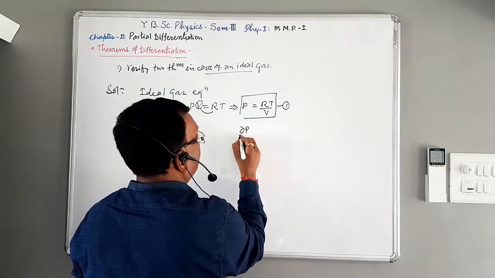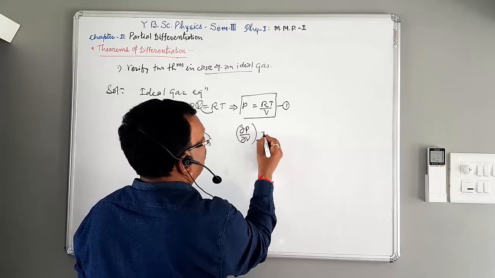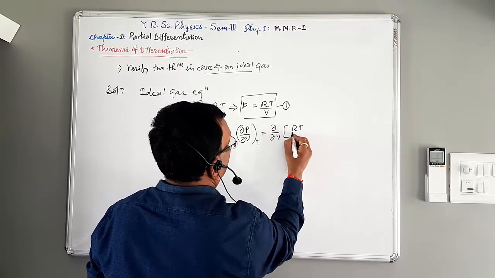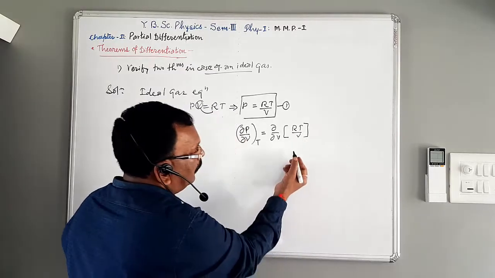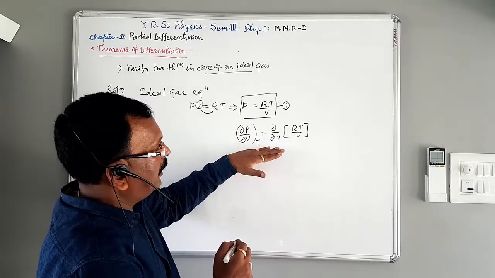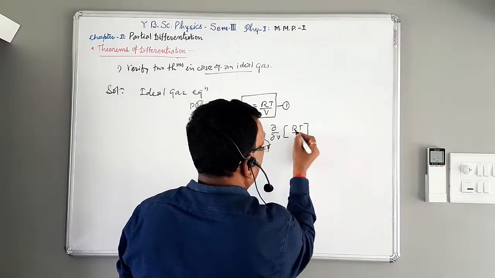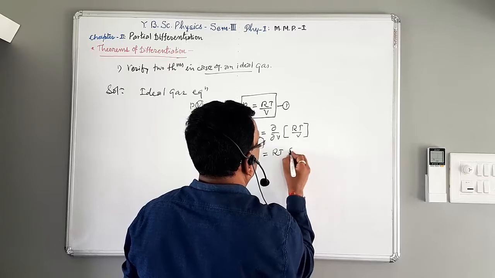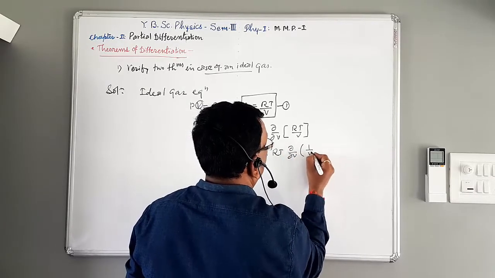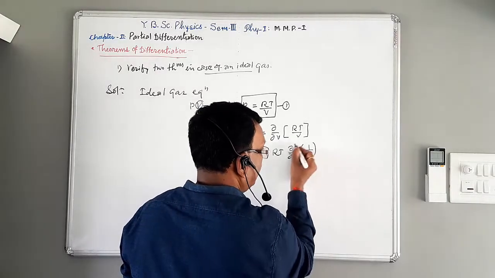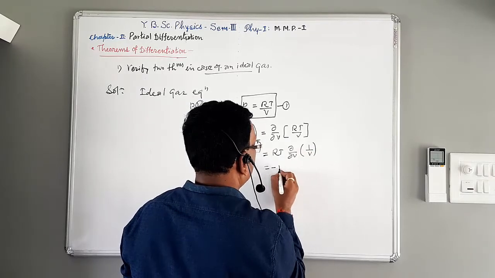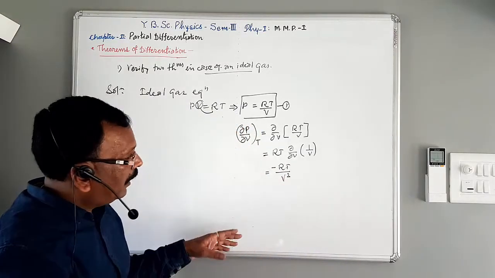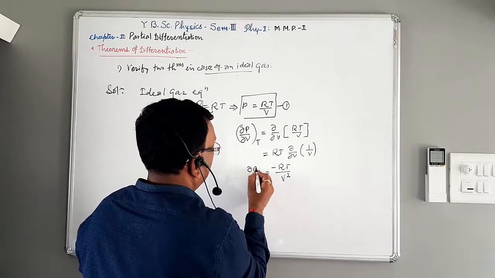We have ∂P/∂V at constant T, which is nothing but ∂/∂V, and substitute the value of P, that is RT upon V. Now we know that this differentiation is taken at constant temperature and R is also constant, therefore we can write RT outside, and only we have ∂/∂V of 1 upon V. When we take the differentiation of this term, we get minus RT upon V square.